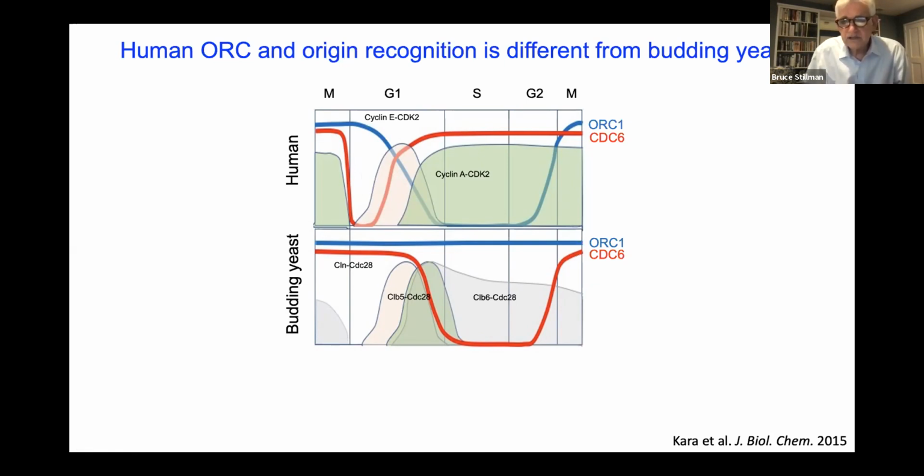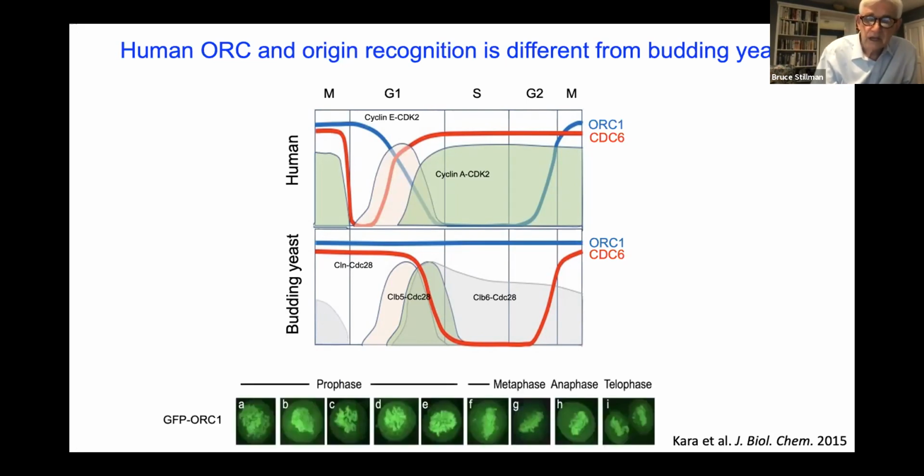If ORC and CDC6 are required for pre-RC assembly, they're only present in mitosis and in this period in the mid-G1 phase of the cell cycle when cyclin E is present. And so we began to look at this and ask, what is going on with pre-RC assembly in human cells?